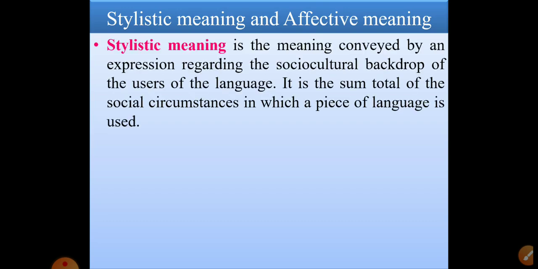Then comes stylistic meaning. It is the meaning conveyed by an expression regarding the socio-cultural backdrop of the users of the language. It is the sum total of the social circumstances in which a piece of language is used.